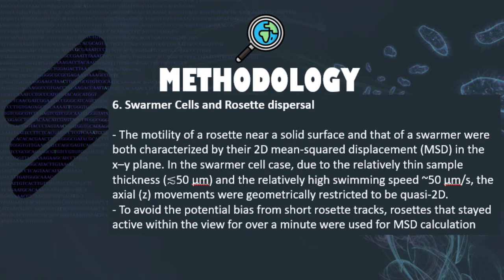Swarmer cells and rosette dispersal. The motility of a rosette near a solid surface and that of a swarmer were both characterized by their 2D mean square displacement, or MSD, in the XY plane. In the swarmer cell case, due to the relatively thin sample thickness and the relatively high swimming speed, the actual movements were geometrically restricted to be quasi-2D. To avoid the potential bias from short rosette tracks, rosettes that stayed active within the view for over a minute were used for MSD calculations.